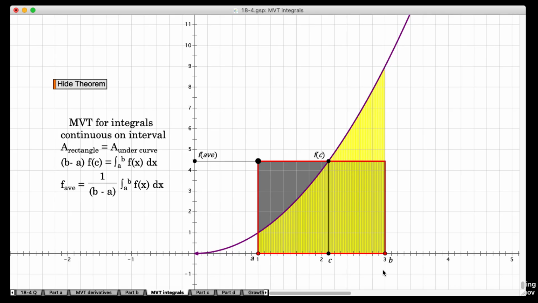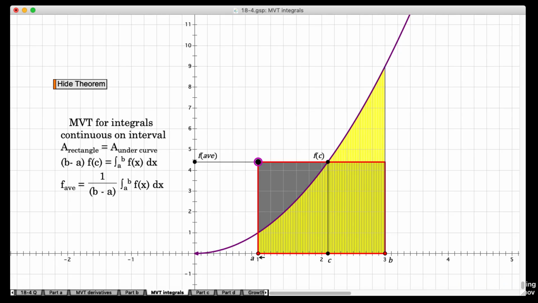Now we can take that one step further, and this is where we get the average value formula from. This is considered the average value of f. So if I want f average, this is the same as f average. I just divide by b minus a. What that basically is saying here is when I find this rectangle that has the same area, this height right here is the average height of this function.